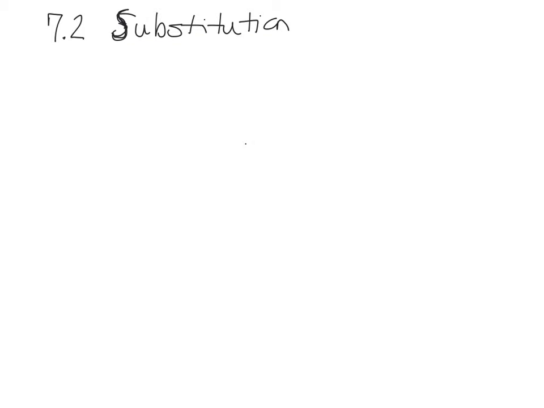7.2 is called substitution, and in this section we're going to learn to use substitution to solve systems of equations. So we're still dealing with systems of equations. They're going to be equalities this time, and before we were solving them by graphing, now we're solving them algebraically with substitution. So we're always going to start out with two equations.